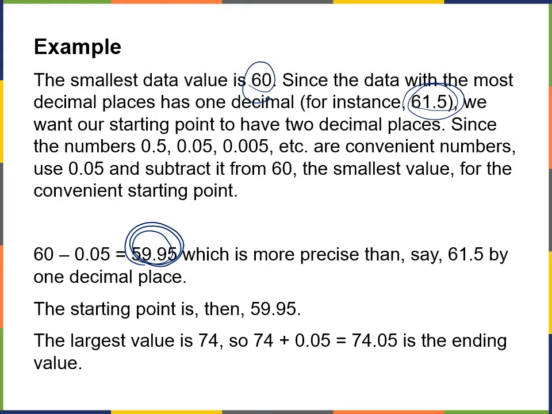That's better than, say, starting at 61.5 because that would be a problem. This wouldn't fit in there. We won't want to go over it. We could start at 60, right? That would be fine too. But here it says, okay, let's start at 59.95.